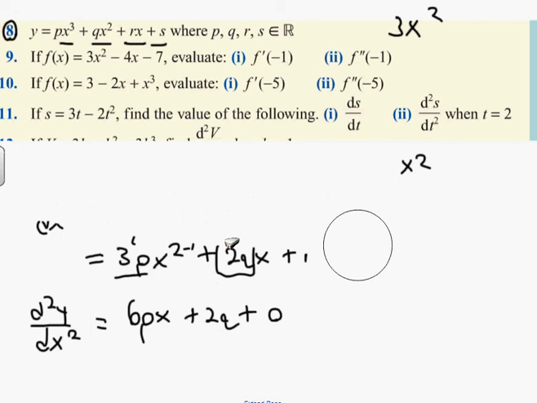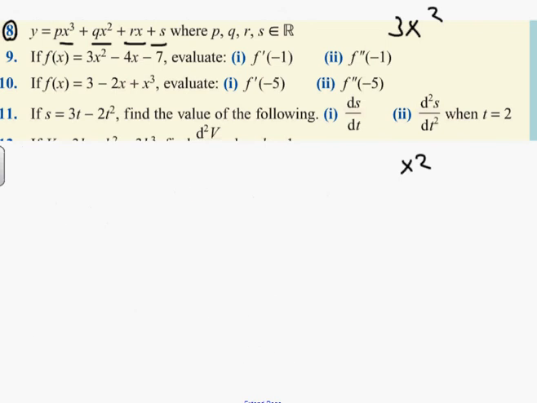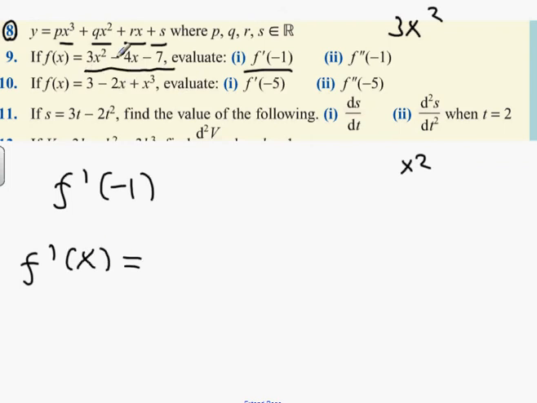Now, next one. Jordan, can you tell me what f dash minus 1 means? What does that actually mean for you to do? How many dashes do you see? So that means differentiate once. So what happens when you differentiate this?